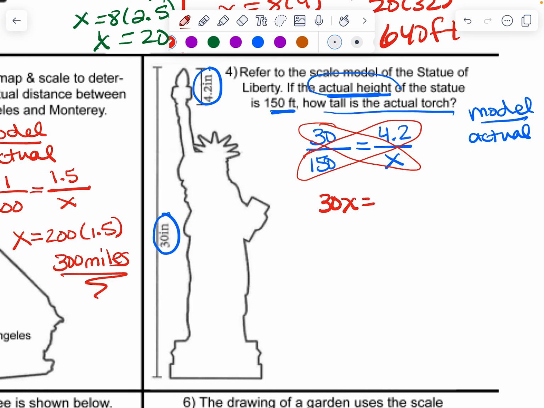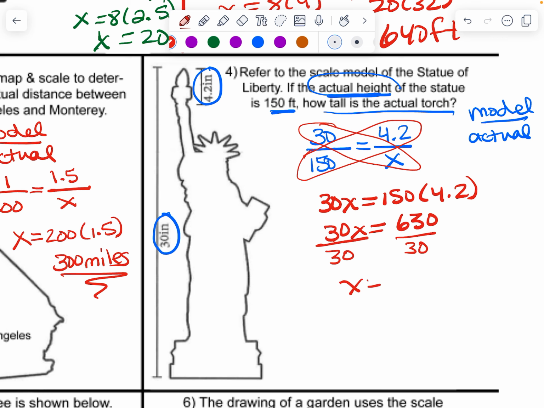We're gonna do 3 times x and 150 times 4.2. So 150 times 4.2 is 630. And then when we solve a one-step equation with a coefficient, we have to divide both sides by that number out in front. So 630 divided by 30 is 21. So in real life, the torch is 21 feet tall.